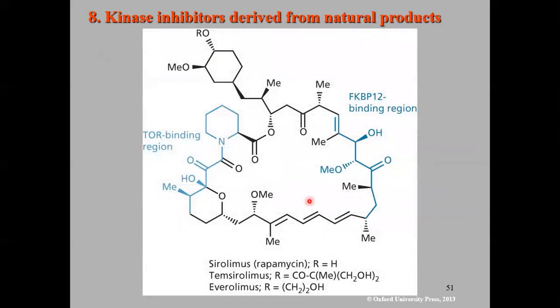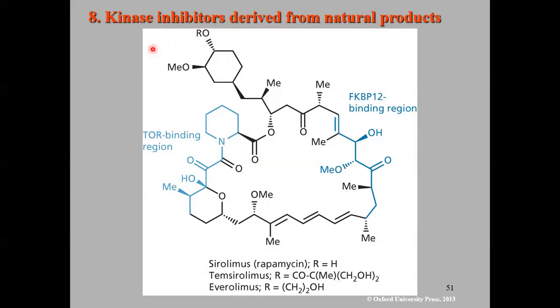These are the structures. For sirolimus, there is just a hydroxyl group here. And for temsirolimus, it's an ester. You see C double bond O, C methyl, CH2OH by 2. This is an ester. Instead of OH, it's going to be an ester. While in everolimus, this is just an ether. It's an O, CH2, CH2OH, an ether with an alcohol at the end.